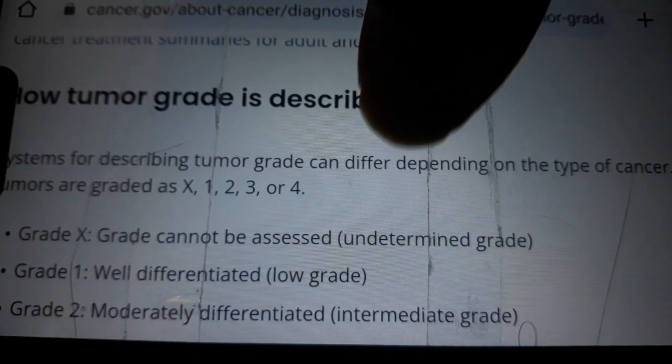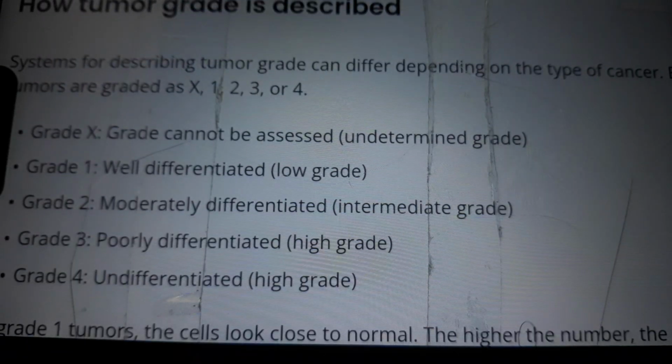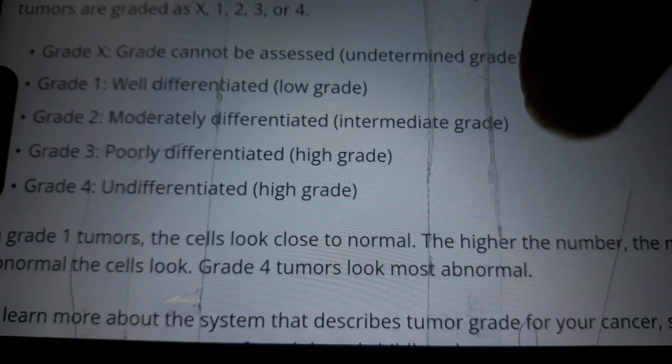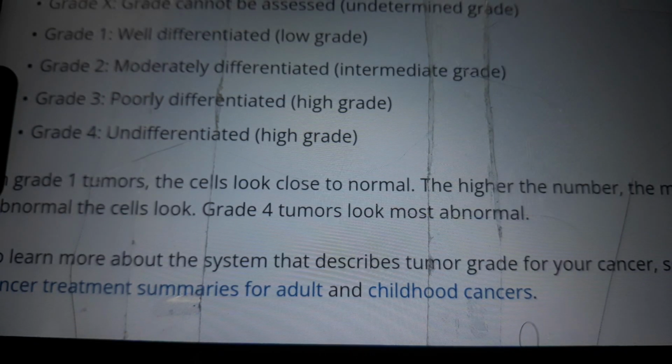Next is about how the tumor is graded or described. Systems for describing tumor grade can differ depending on the type of cancer, but most tumors are rated as X, 1, 2, 3, or 4, where X is undetermined grade, 1 is low grade, 2 is intermediate grade or moderately differentiated, 3 is poorly differentiated high grade, and 4 is undifferentiated high grade.